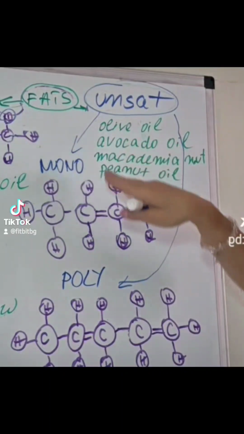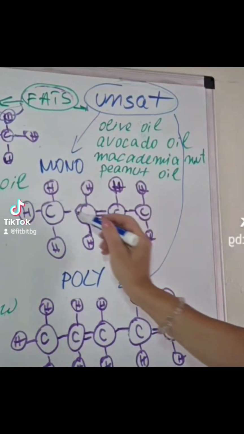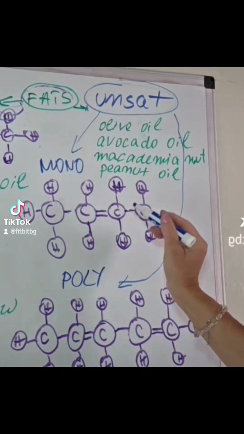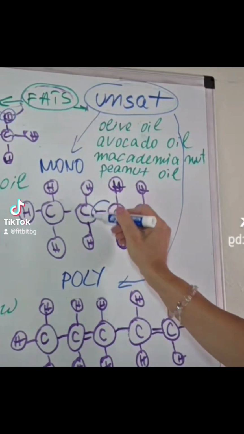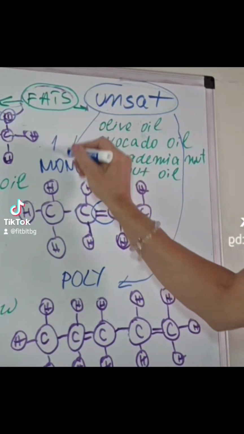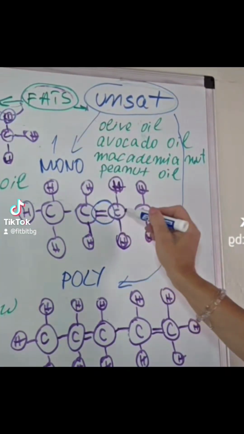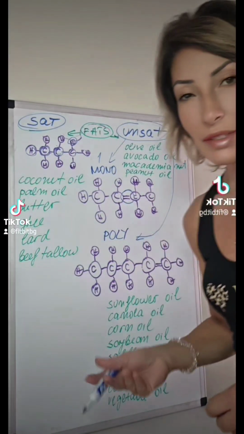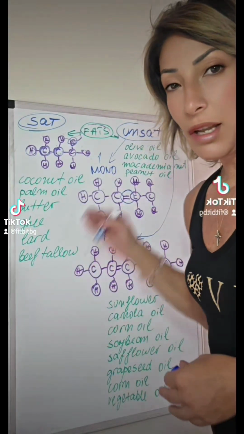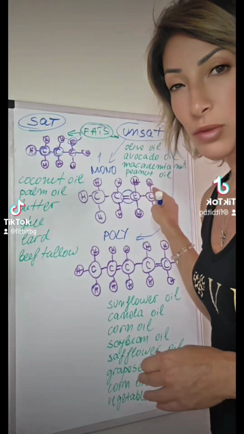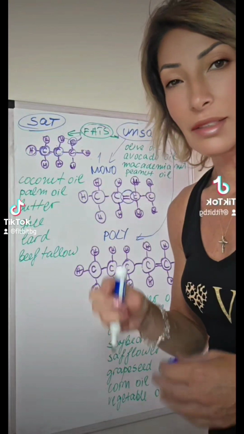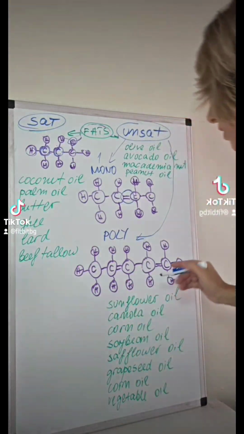Now, if you look here at the mono, we have the same type of connection, but there is one double link, which is why it's called mono. And every time you have a double link between carbons, it makes it very unstable. But we'll get to that in a minute.